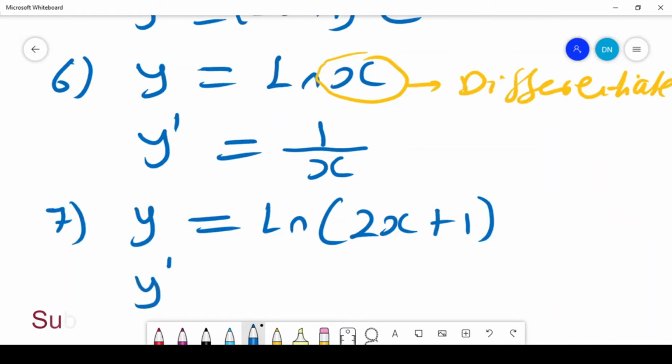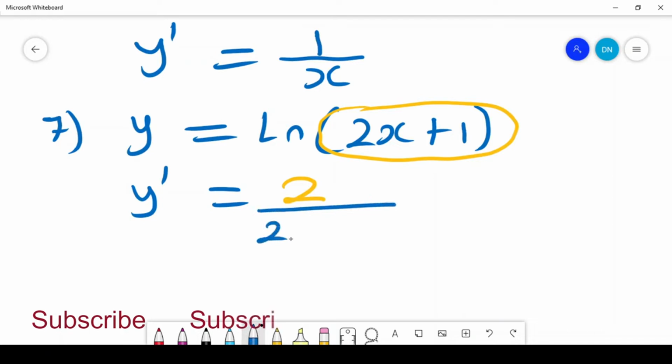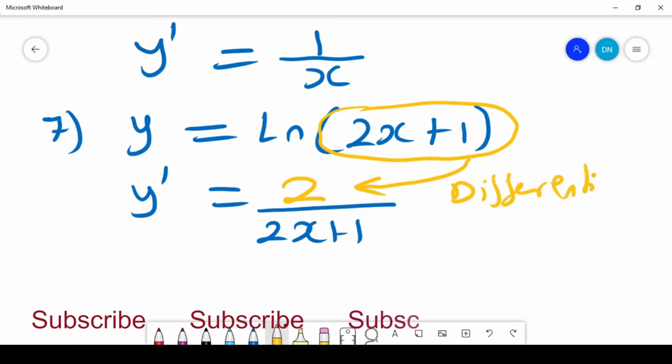So the first derivative, what do we do? We take 2x plus 1, again, this one. When you differentiate 2x plus 1, you get 2. After you get 2, then you divide by the original function. So once you differentiate, you put the value there, then you divide with the original variable as it was.